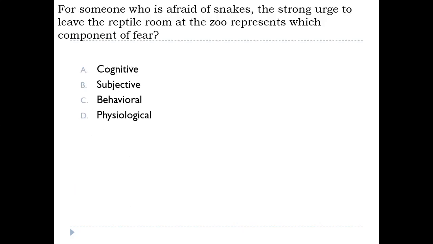For someone who's afraid of snakes, the strong urge to leave the reptile room at the zoo represents which component of fear? Would that be the cognitive component, the subjective, the behavioral, or the physiological? Strong urge to leave, right? So this would be escape or avoidance. So again, take a minute.